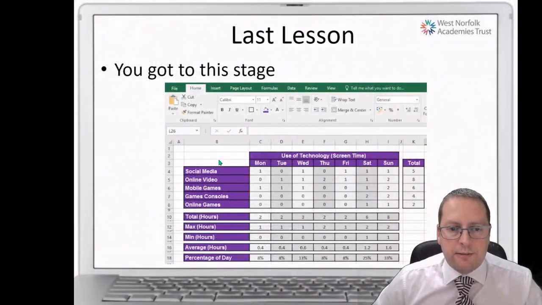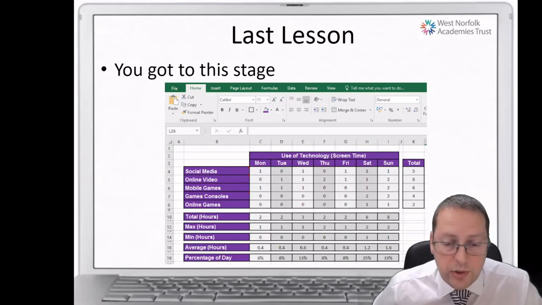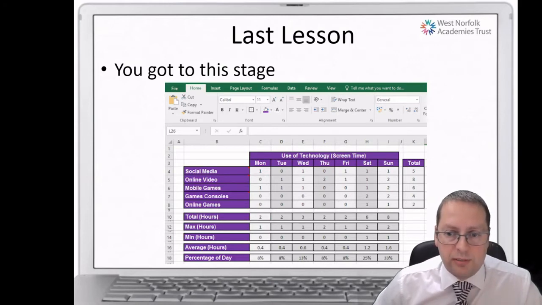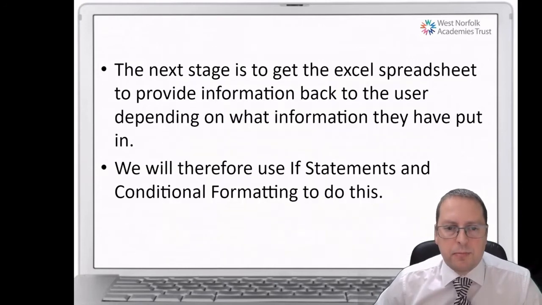So we looked at formatting in the first lesson, and we looked at some formulas in the second lesson. We were working out our totals, max, min, and our average and our percentage for the day. So this was last week's work. If you haven't got to this stage, you should go back and complete lesson 1 and 2 before we progress on with this video. If you have got this, we can move on to the next stage.